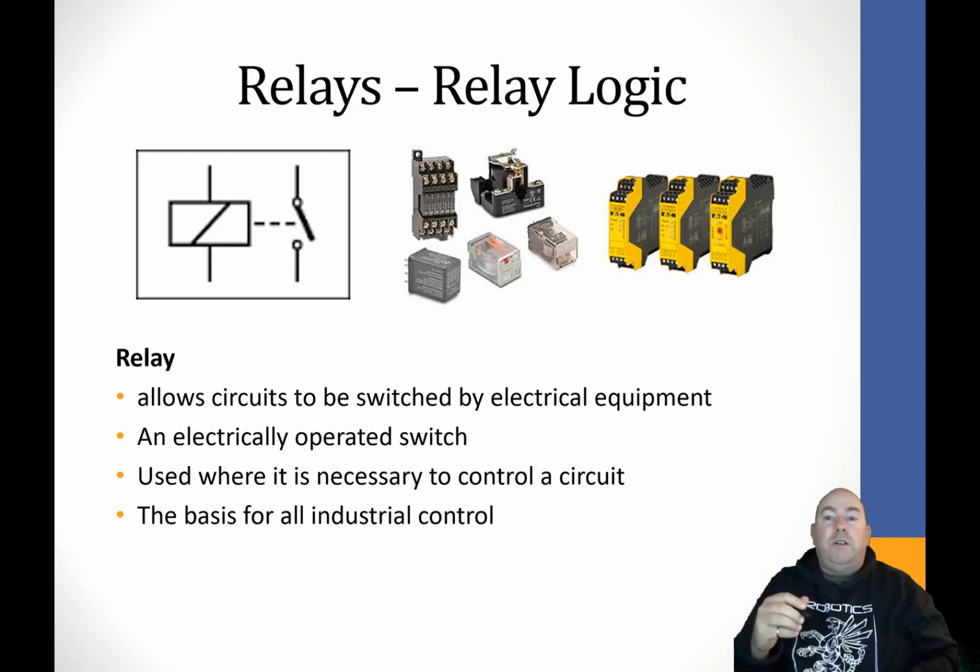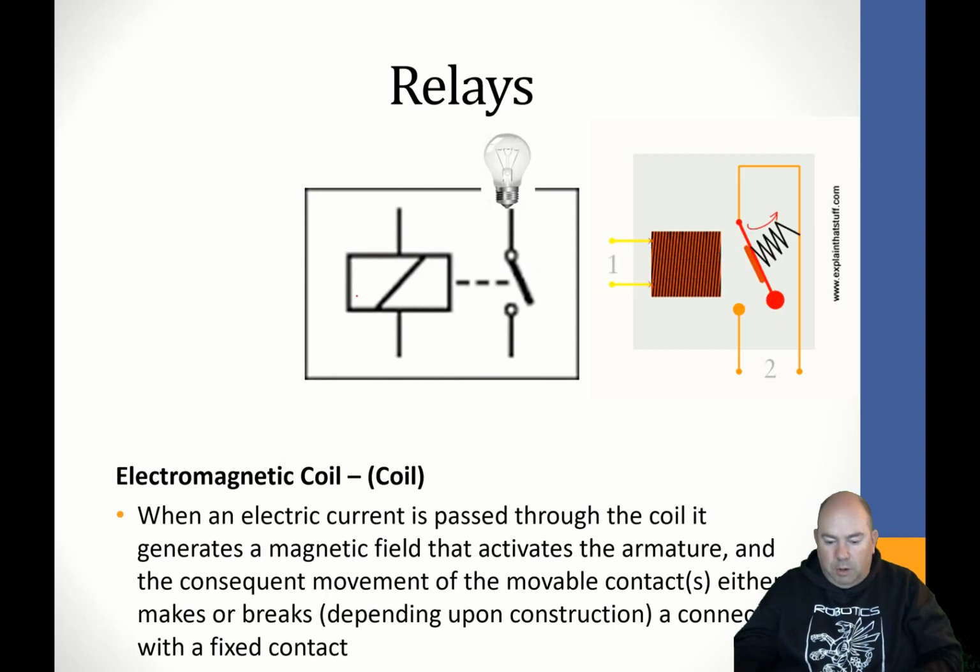Okay, so different devices we'll actually see in these circuits. The most common device we're going to see is a relay. A relay allows circuits to be switched by electrical equipment. It's basically an electrically operated switch, and it's used where it's necessary to control a circuit, and it's the basis of all industrial control. So basically in a relay we have an electromagnetic coil right here. Once that coil is energized, we create a magnetic field, and we physically move a mechanical contact, like you'd see going on over here.